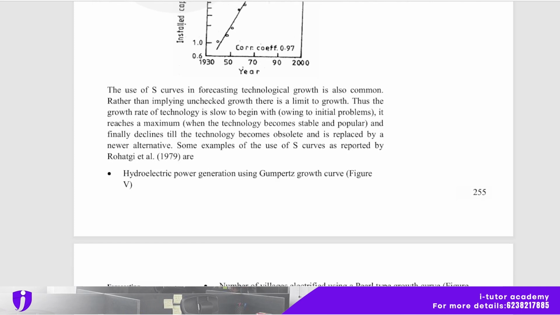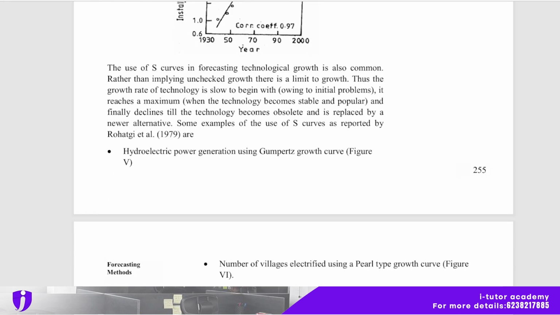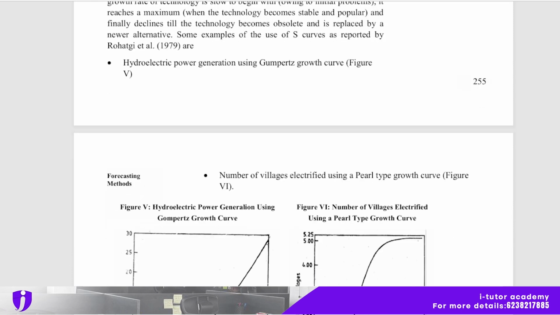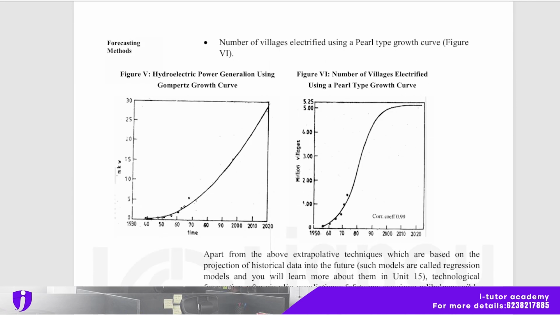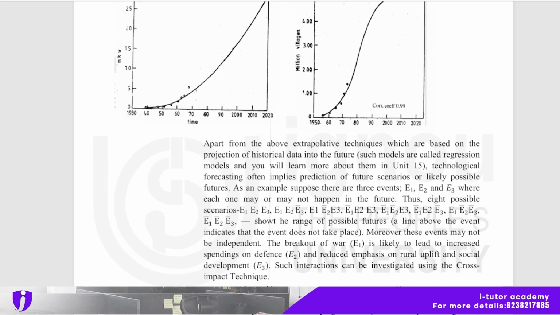And some examples of use of the S-curve as reported by Rothagi et al.: hydroelectric power generation using Gompertz's growth curve. Here is the growth curve of hydroelectric power generation, and the next one is the number of villages electrified using a Pearl type growth curve. Okay, these are the two charts, two figures here. So these are the Pearl type growth curve and Gompertz's growth curve.